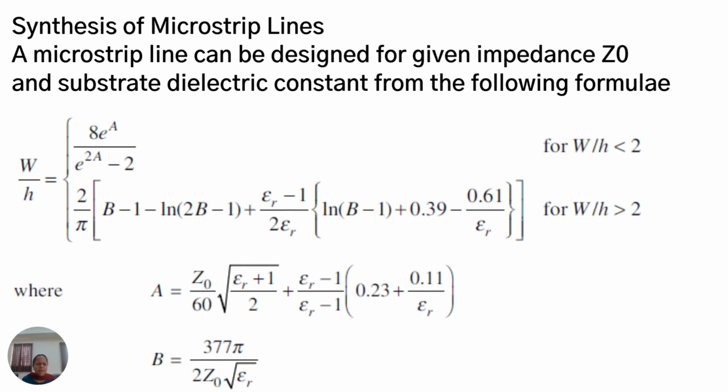Then, synthesis of microstrip line. So W by H, how can I find this? Using these two formulas, where A and B are the constant terms involved. A and B can be found out with all the known things, whatever we have.